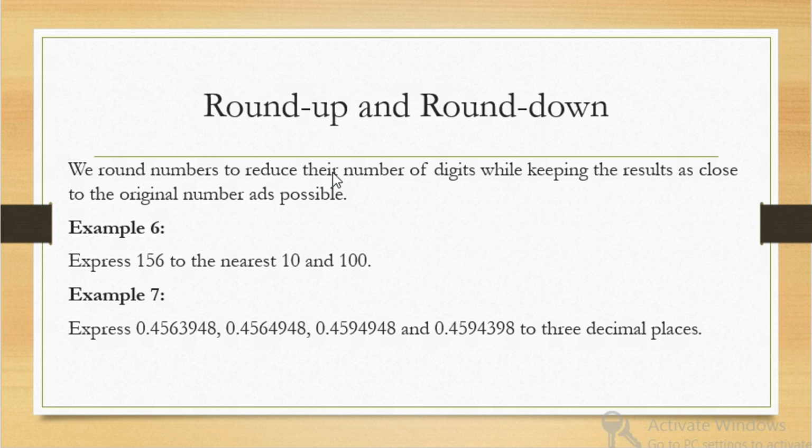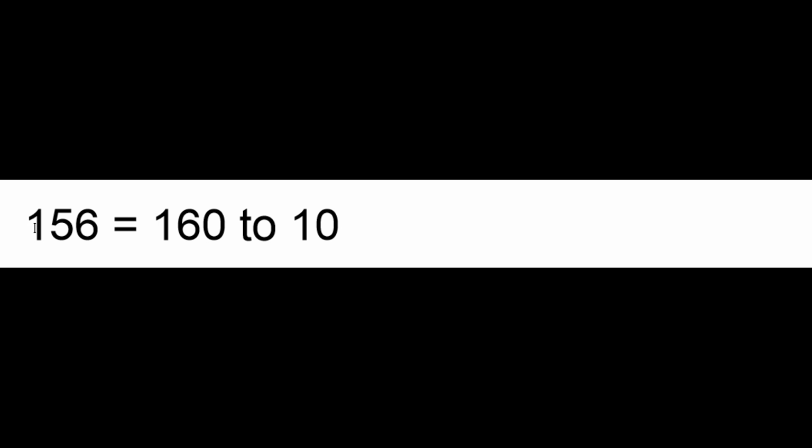Round up and round down. We round numbers to reduce the number of digits while keeping the results as close to the original number as possible. So let's take an example on the round up and round down. Example 6. Express 156 to the nearest 10. Let's see if we round up or if we round down to the nearest 10. We have our units, 10, 100.